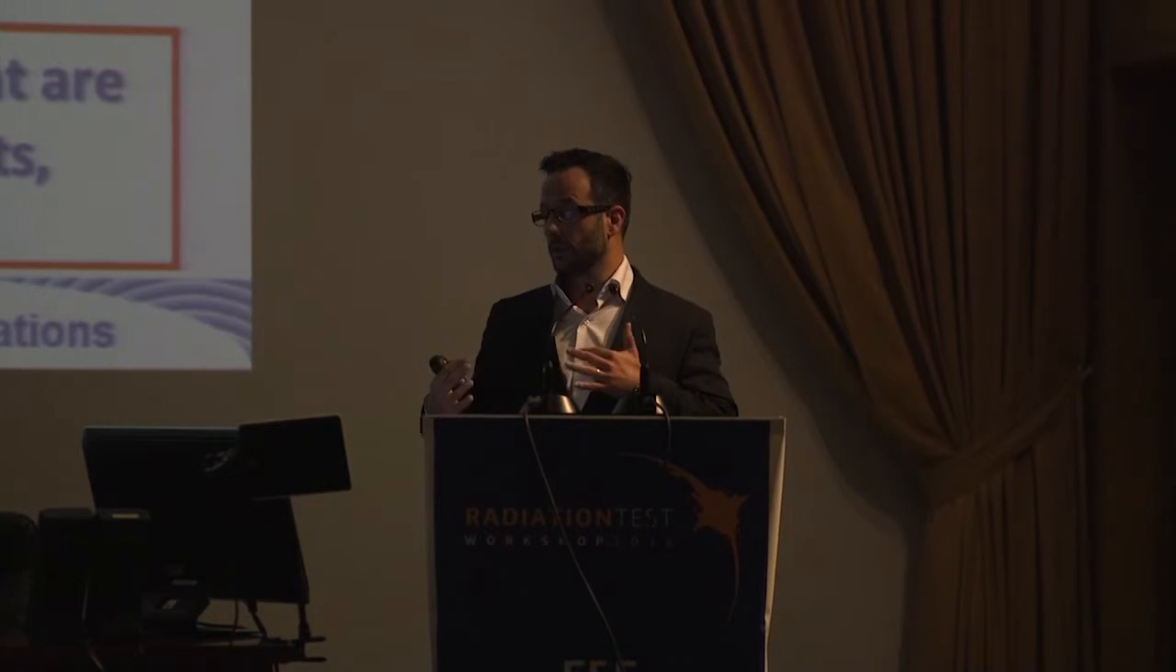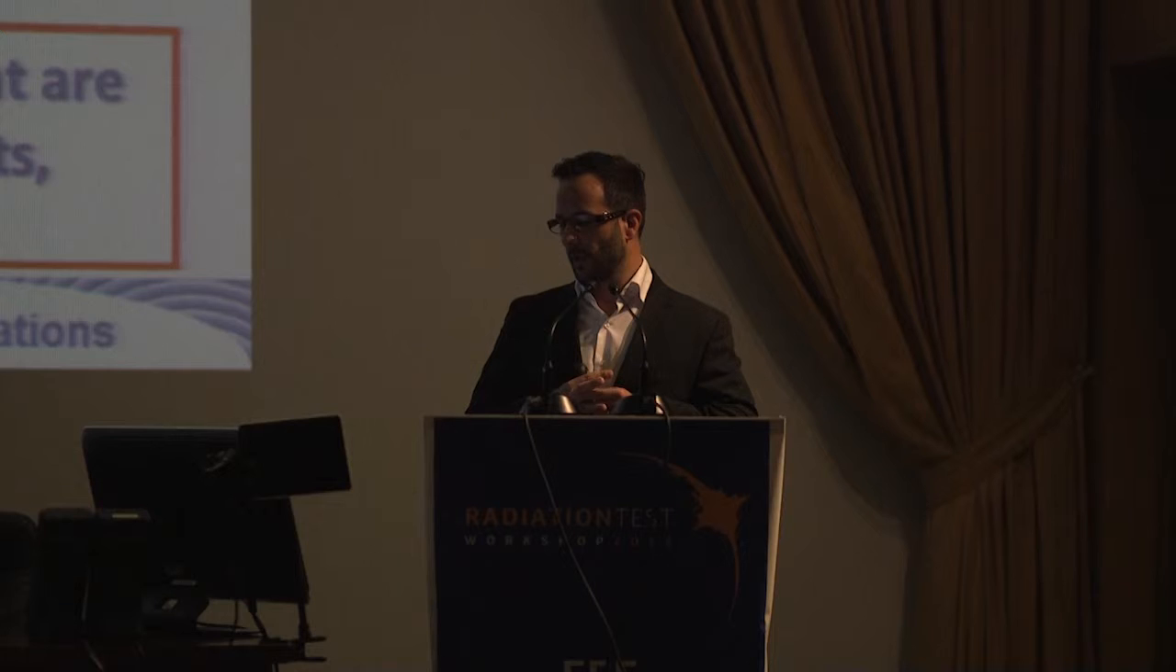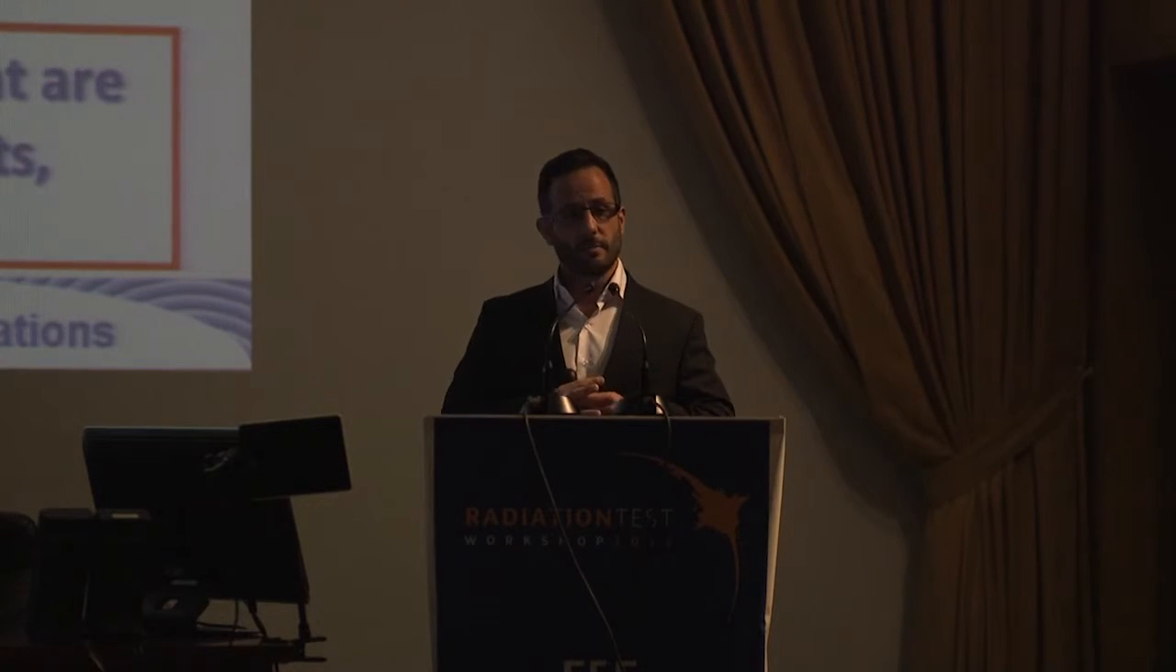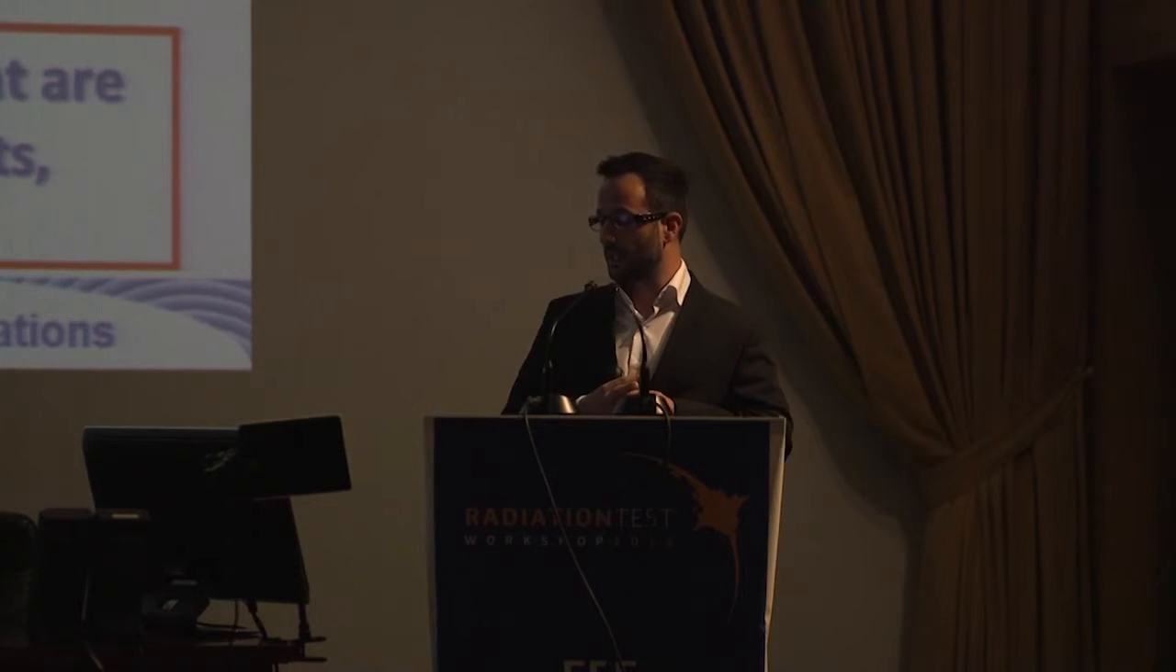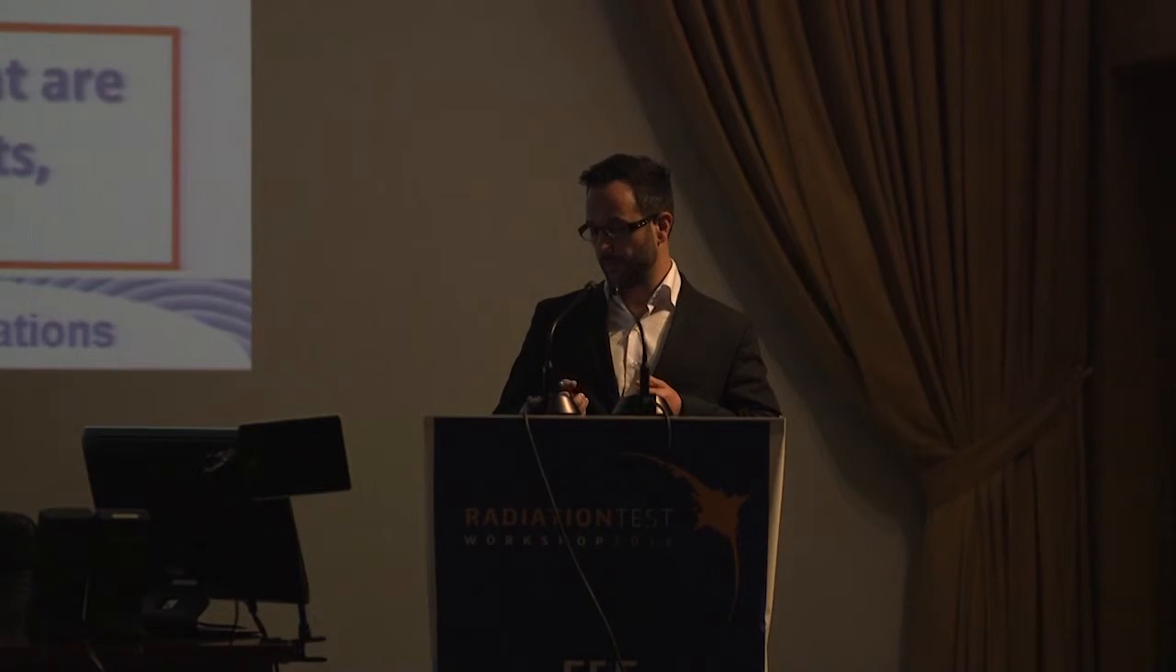Of course, the UV irradiation is made in a vacuum. The chamber pressure is 10 to the minus 5 millibar, and the equipment is in accordance with the norm. All the tests made with this equipment will be in accordance with the norm. This equipment is adapted to aging tests for materials that are directly exposed to the space environment.